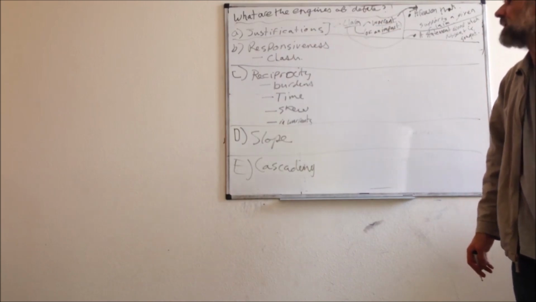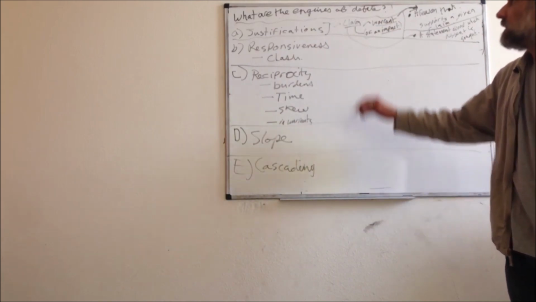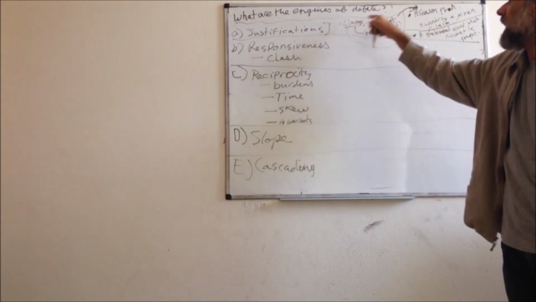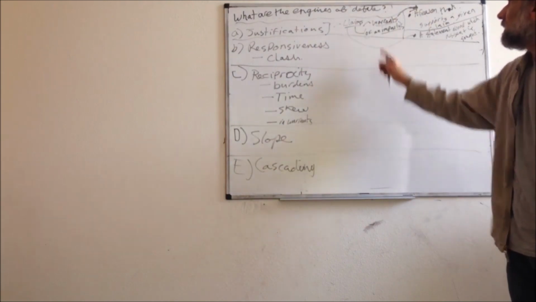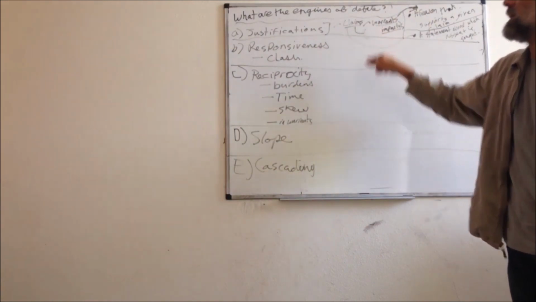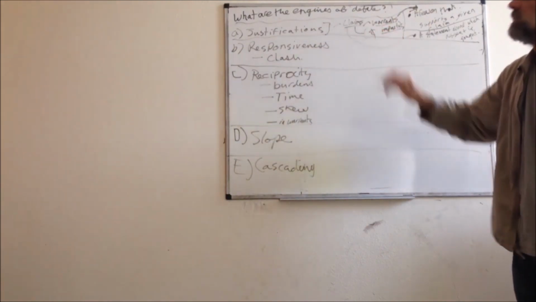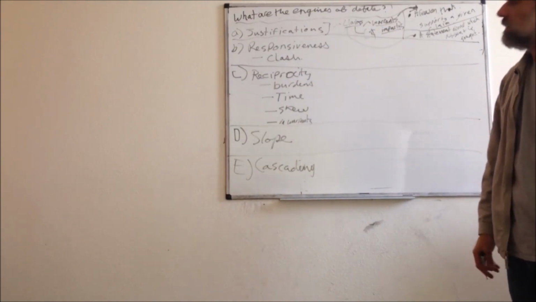What are justifications, Eileen? Justifications are claims, warrants, and impacts. Claims, warrants, and impacts. What are justifications? Claims, warrants, and impacts.